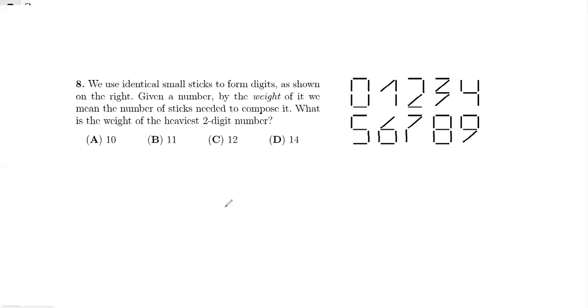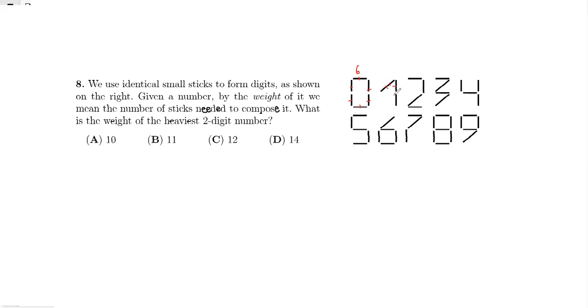Let's read question number 8. We use identical small sticks to form digits as shown on the right. Given a number, by the weight of it we mean the number of sticks needed to compose it. What is the weight of the heaviest two-digit number? Now, if you see, this 0 has how many sticks? 1, 2, 3, 4, 5, 6. It has 6. So the weight is 6 units.